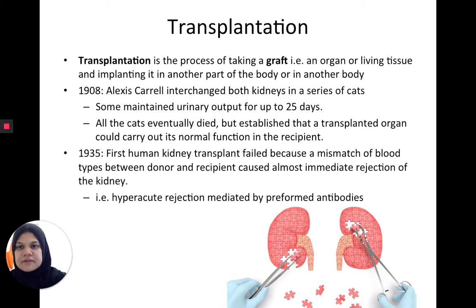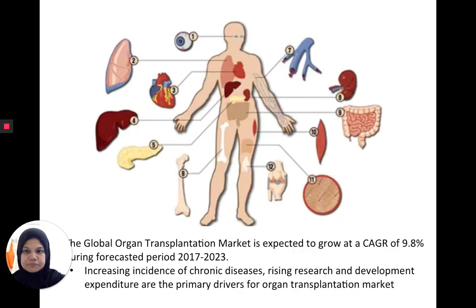In 1935, the first human kidney transplant failed because of a mismatch between the blood types of the donor and recipient. And that actually resulted in immediate rejection. And so this immediate rejection, as we'll learn later, is often mediated by preformed antibodies. Because if you remember the blood type mismatch, it's a very serious thing. You already have antibodies against it, so it would happen immediately. It wouldn't even take that long for a reaction to occur.